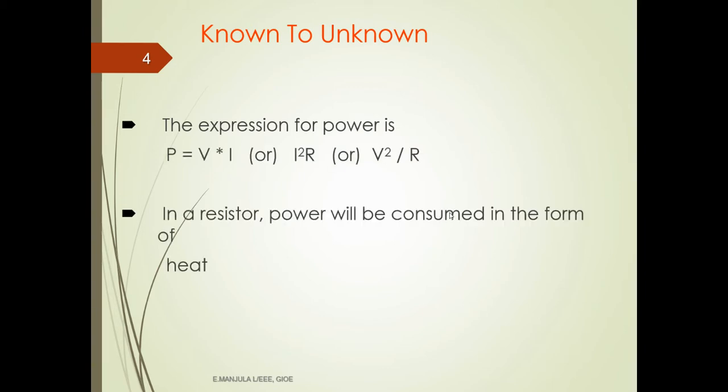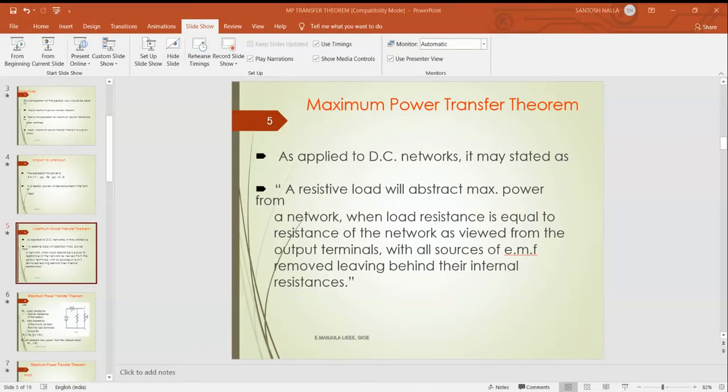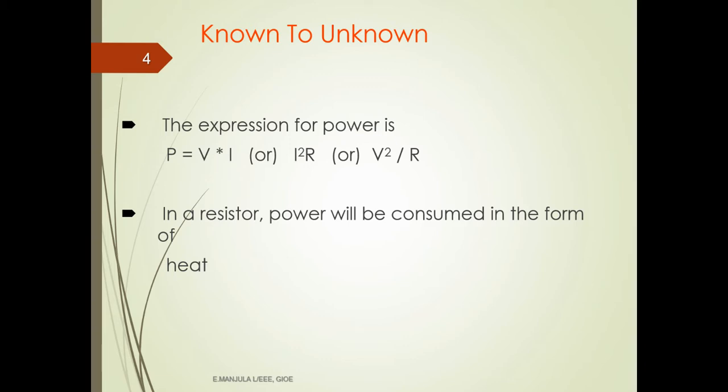So known to unknowns, the expression for power is P equals V into I, or I square R, or V square by R. In a resistance, power will be consumed in the form of heat. Always we have to remember that resistance will consume the power in the form of heat.